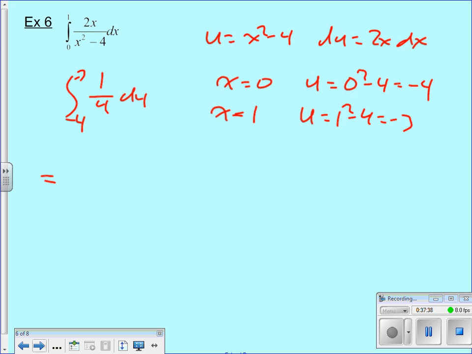What's the antiderivative of 1 over u? Natural log of absolute value of u, evaluated from negative 4 to negative 3. This is a definite integral. I have bounds, no plus c. And if you had plus c, what do you have? You'd have it evaluated at negative 4 plus c, and then negative 3 plus c, and your plus c minus your plus c, they cancel each other out anyways. That's part of the reason why you don't worry about it when you have bounds.